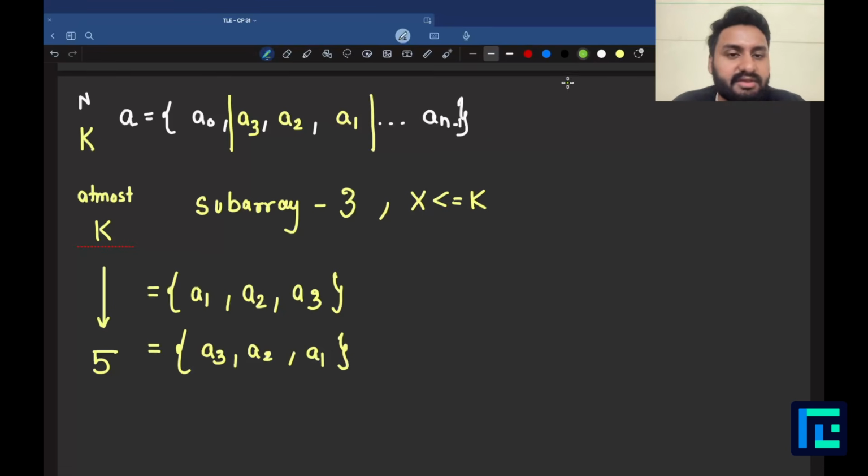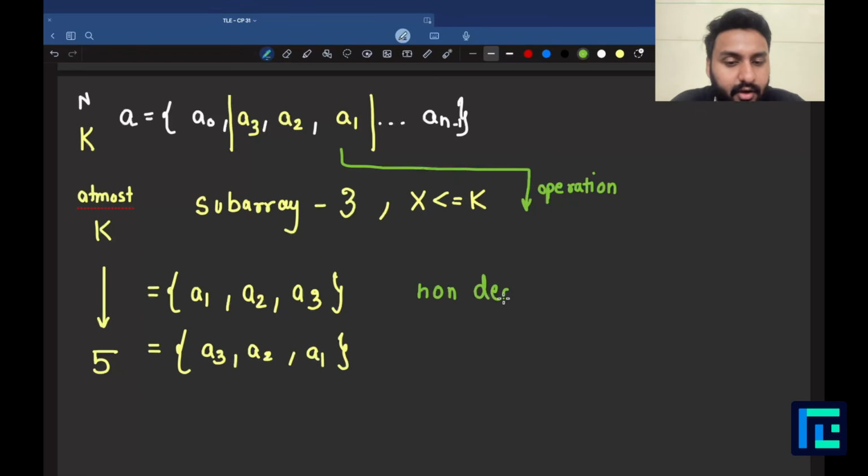Now this particular thing that I just did over here, we can say that this is called an operation. And this particular operation can be done any number of times. And since this can be done any number of times, all they are asking you is, can you sort the array in a non-decreasing order? Non-decreasing might be confusing. Simply, non-decreasing means increasing order. So I simply want to check whether I can sort in an increasing order or not.